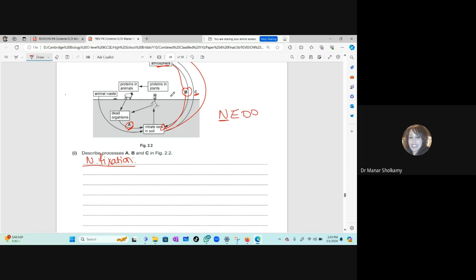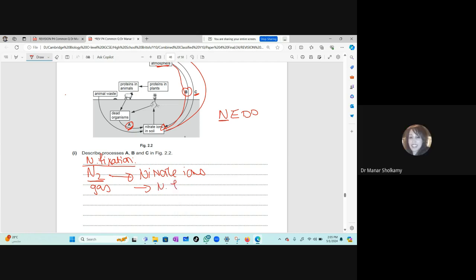What is nitrogen fixation? The unreactive nitrogen gas in the air will be converted into nitrate ions in the soil. It's like I'm going to fix it, I'm going to trap it. That's why they called it nitrogen fixation, because the nitrogen gas in the air is going to be directly converted into nitrate ions in the soil. And who is going to do that? Nitrogen fixing bacteria, the lightning.